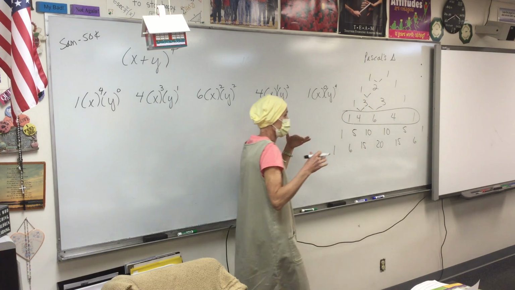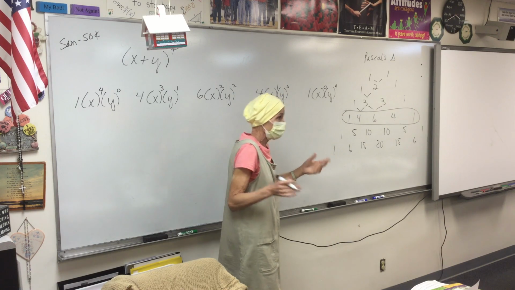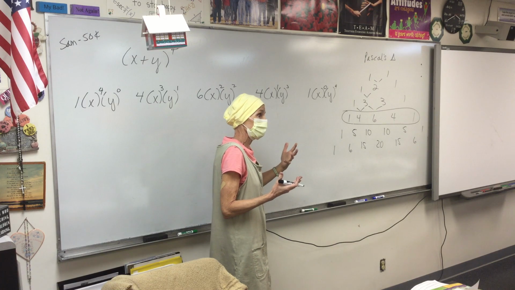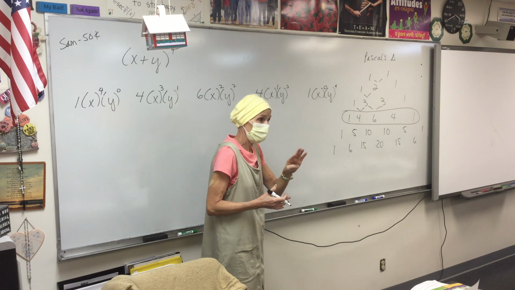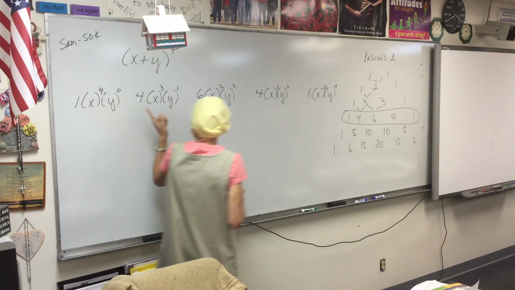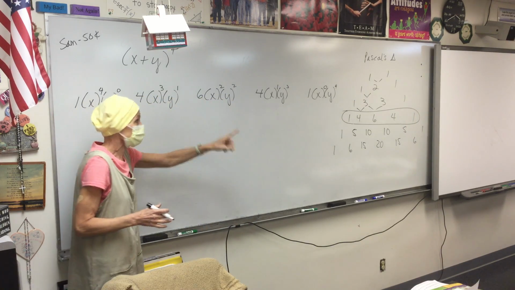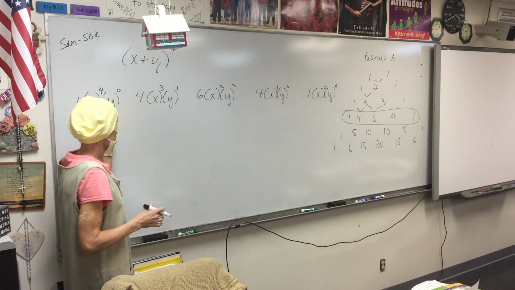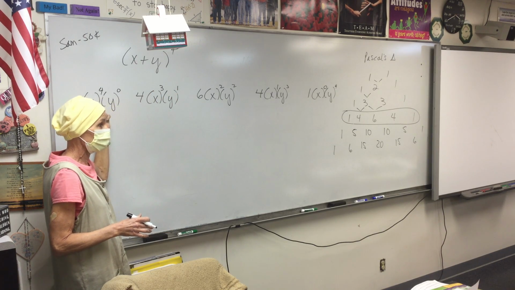If I'd been expanding to the 5th power, if this had been a 5, I would use the 5th row. I use the 4th row. Now, every term has an x and a y. How did I put the powers on? What did I do with my x's?